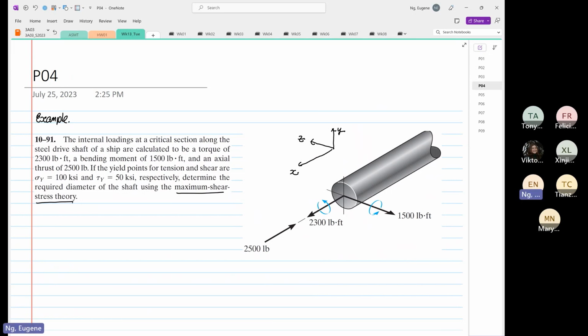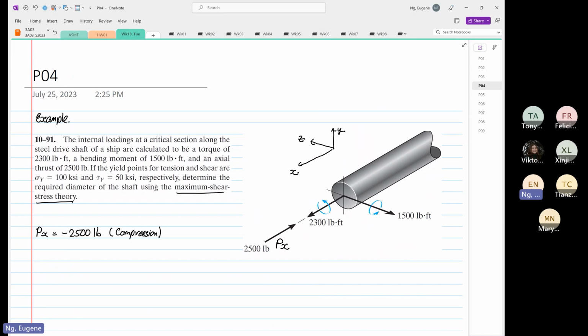Okay. So over here, we know that the 2,500 pounds is your P in X. Okay, and then you write the PX is equal to minus 2,500 pounds, and it will induce compression.